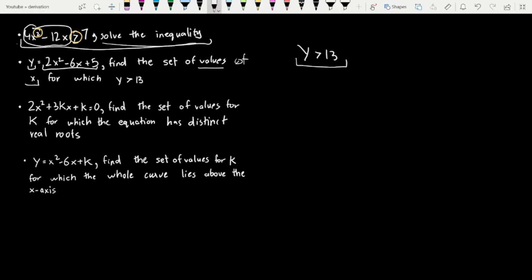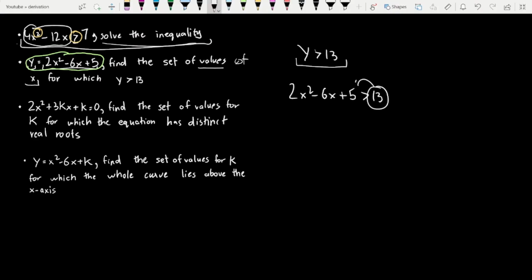Okay, now if you look at this, this clearly doesn't have an x. So how do we get an x in here? Well, we know what y is equal to because they've already given us an equation. They've said y is equal to this thing over here. So we're just going to substitute this, and it's going to be 2x squared minus 6x plus 5 is greater than 13. And now you can see it's a quadratic inequality because it has that square up there and it has an inequality sign.